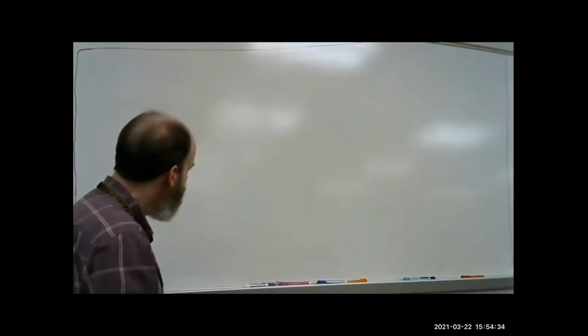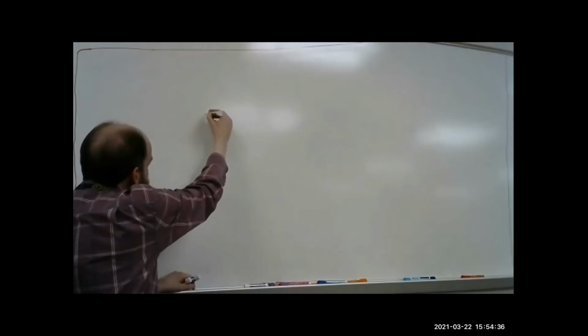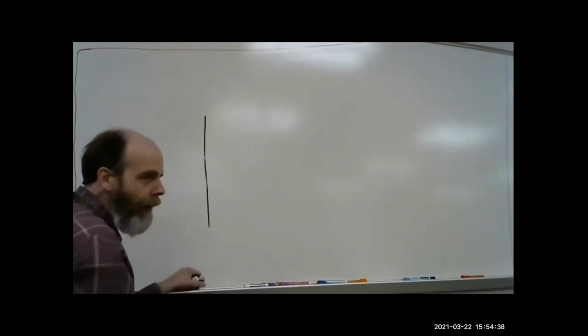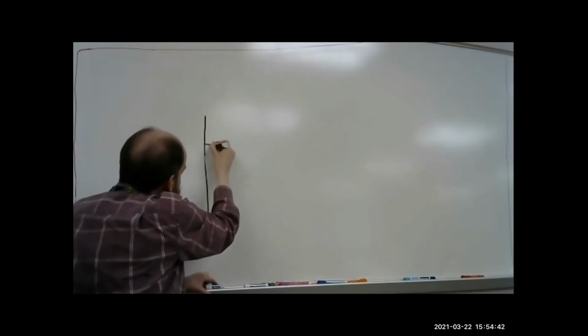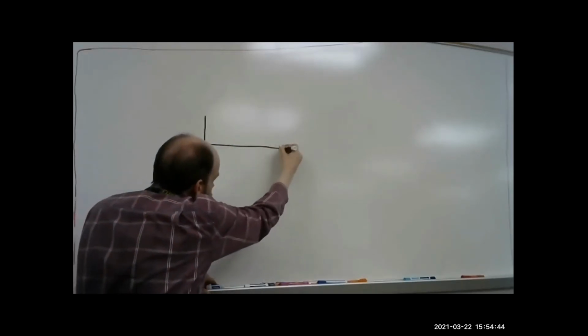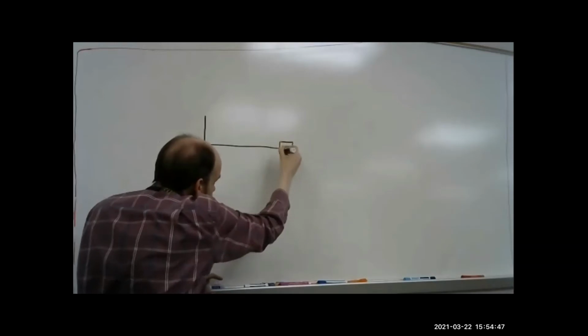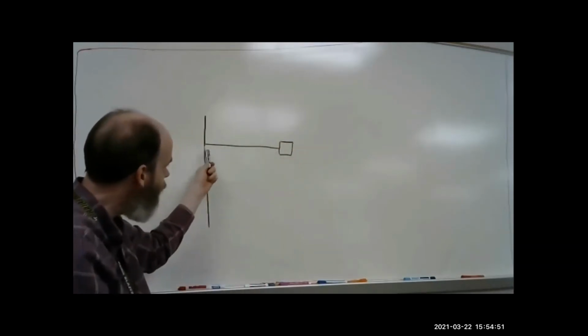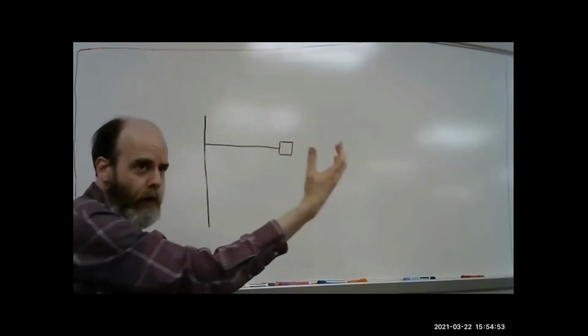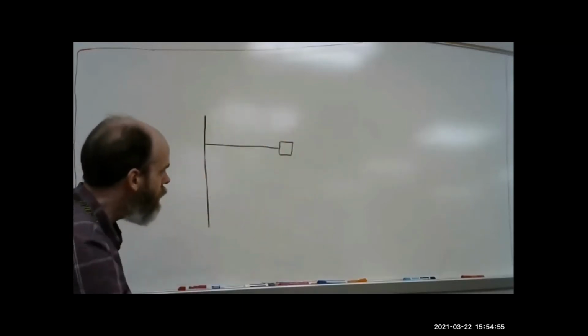Okay, let's draw a picture. This is the axis of rotation. And there's a string and a rubber stopper like that. The rubber stopper is rotating around this axis. It's coming into and out of the board like that. It's going in a circle.